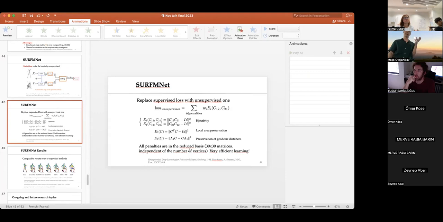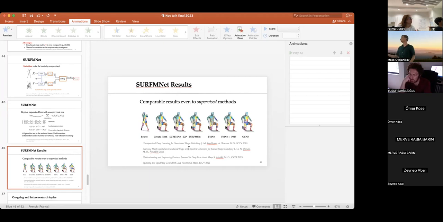So for example, we know that correspondences have certain structure, like bijectivity. If I go from shape one to shape two and then from shape two to shape one, I should come back to identity. So this is basically a loss that you can use. And if you have a bunch of shapes that you believe have some underlying correspondence, even though you don't know what they are, you can use these training objectives. And what's interesting is that if you do this, you can actually extract some very meaningful features and even sometimes outperform supervised training methods.